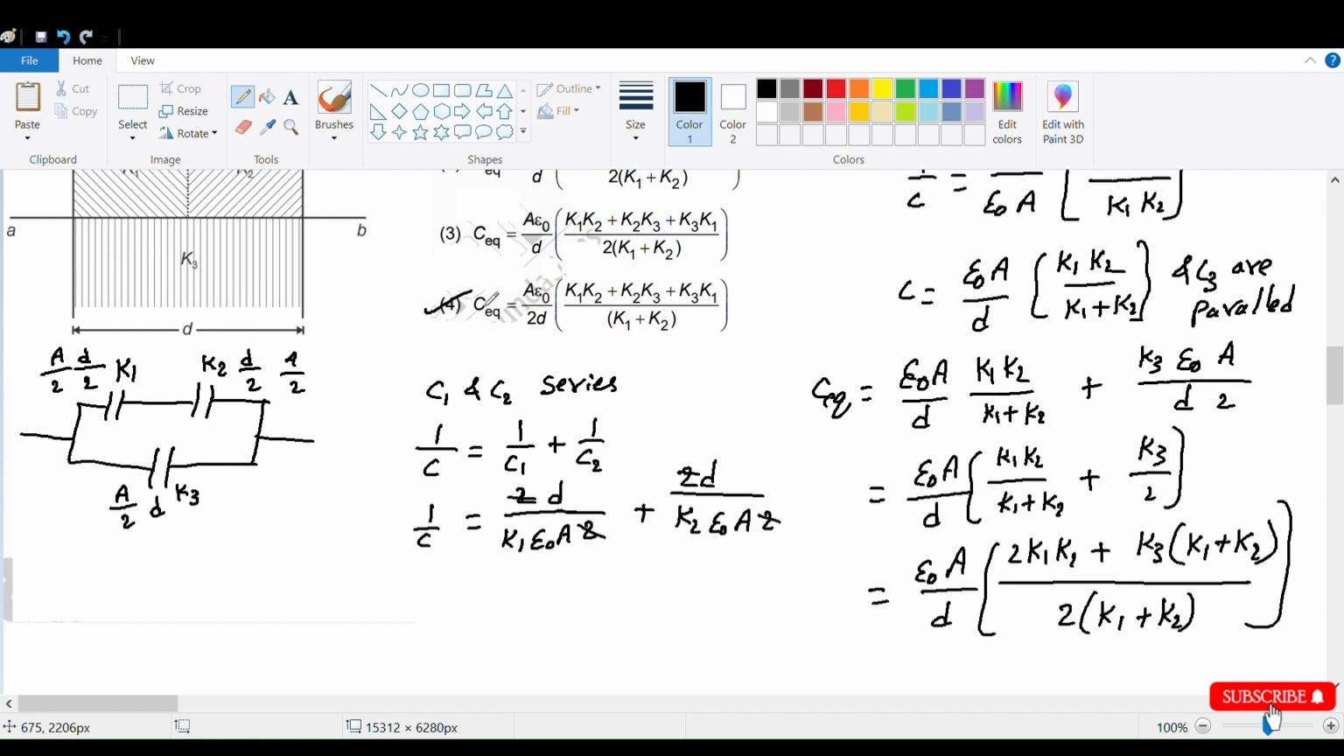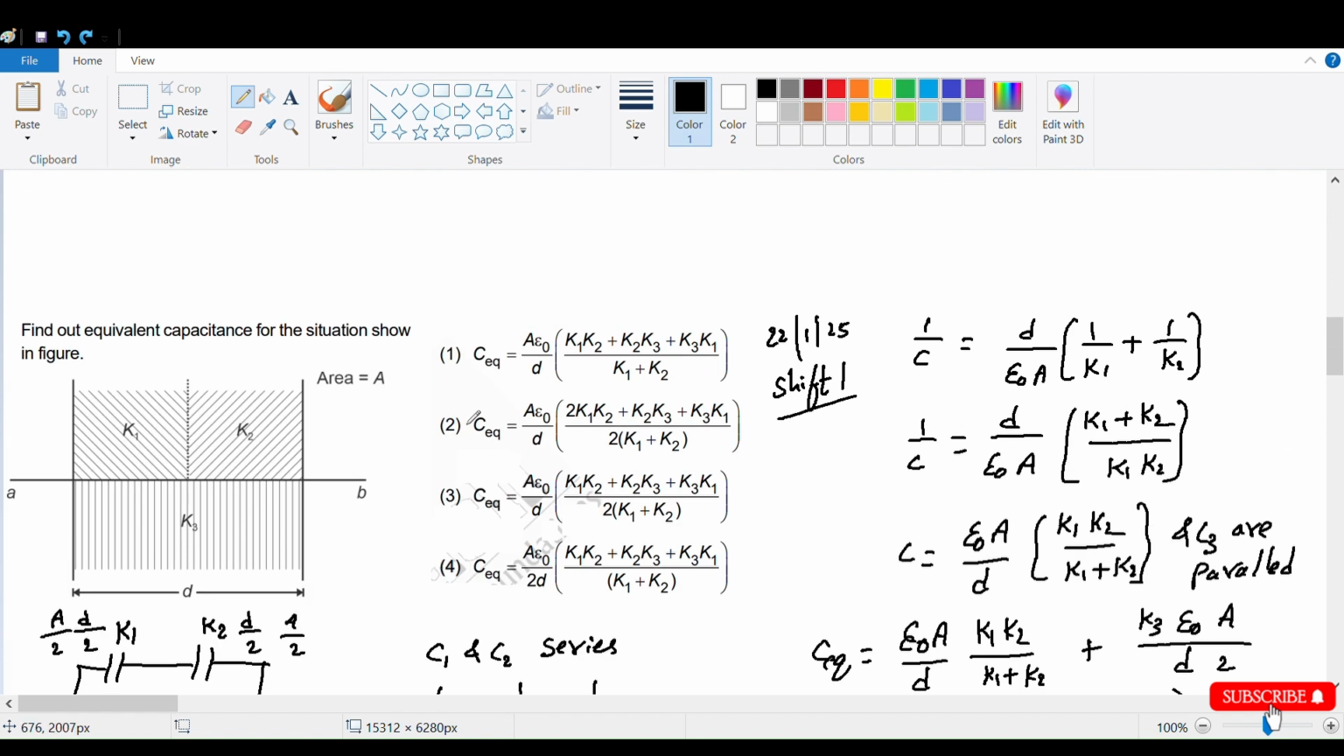So this is the option, right? Correct. So epsilon naught A by 2D, K1 plus K2. Oh, here 2 K1 is not there. 2 K1 K2 should be right. So this is the answer.